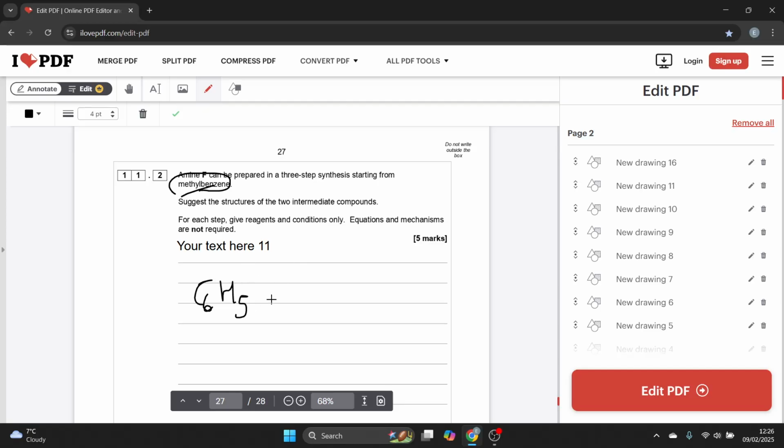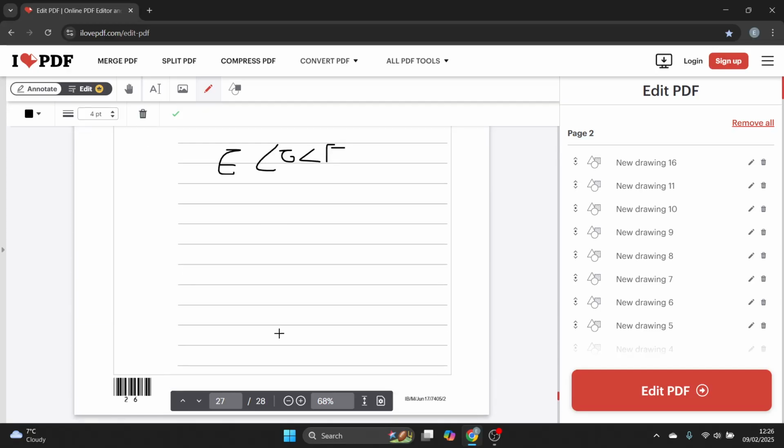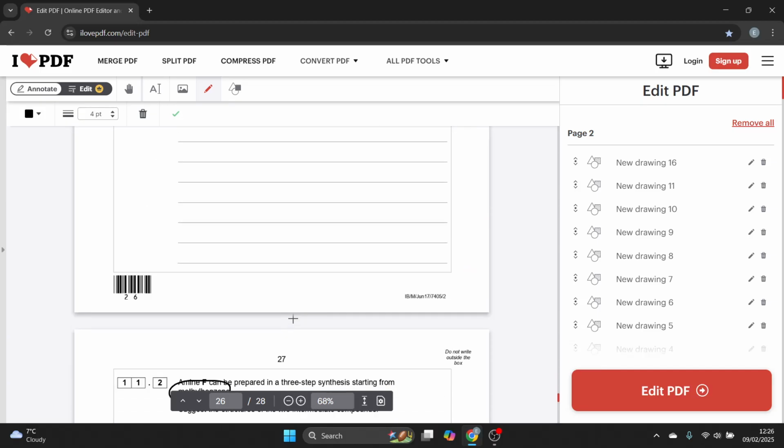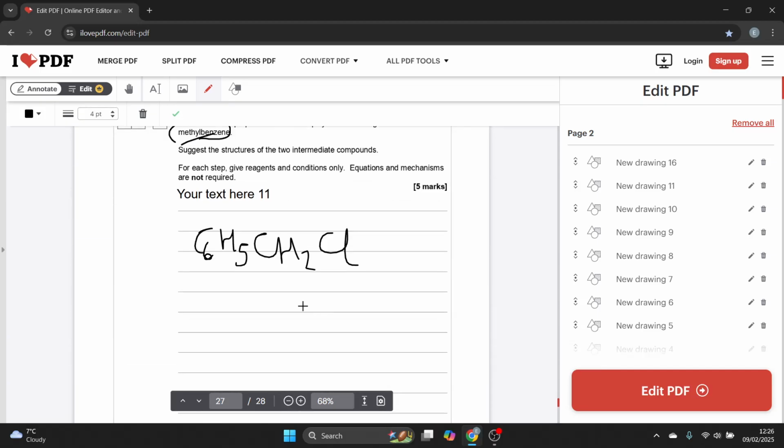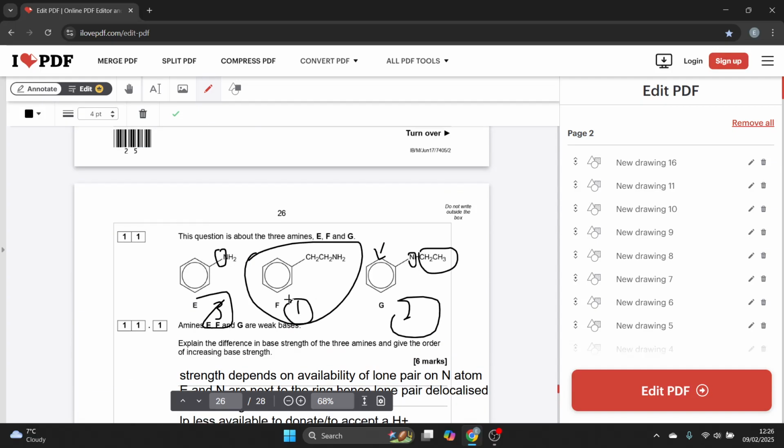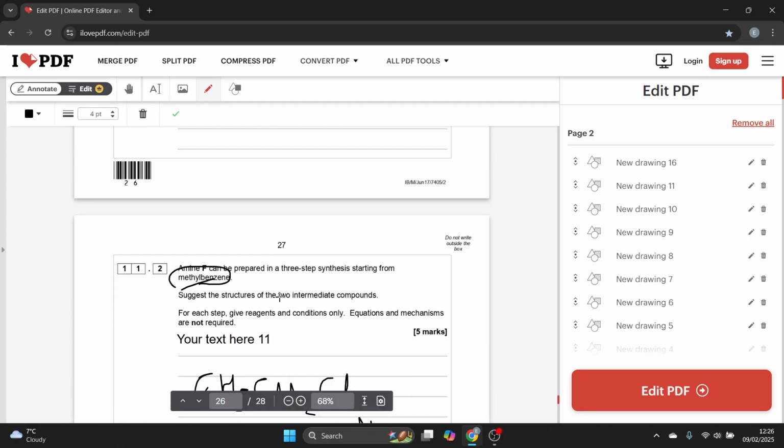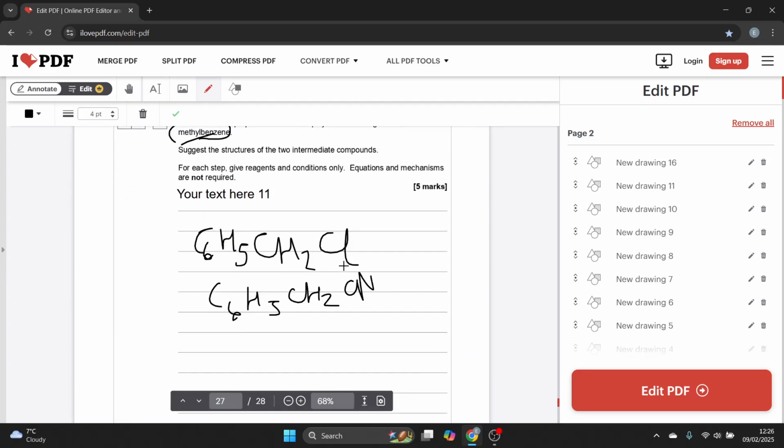So C6H5CH2Cl, then C6H5CH2CN, and then you can get your amine. So C6H5CH2Cl, C6H5CH2CN. Step 1, chlorine and UV light, because that's all I've done really.